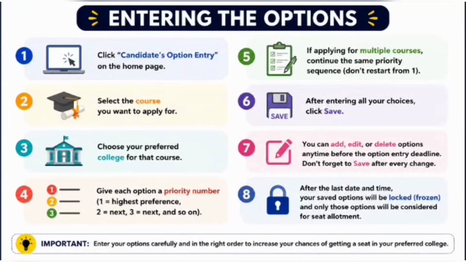So once the date is over, it will be frozen, and always you will be having doubt, where is the submit option? So guys, there is no submit option. You just need to click on save. The colleges list you have added will remain the same. So don't worry, there is no option of submit and all like that. So I think you got clarity on how to add the options in KCET option entry.